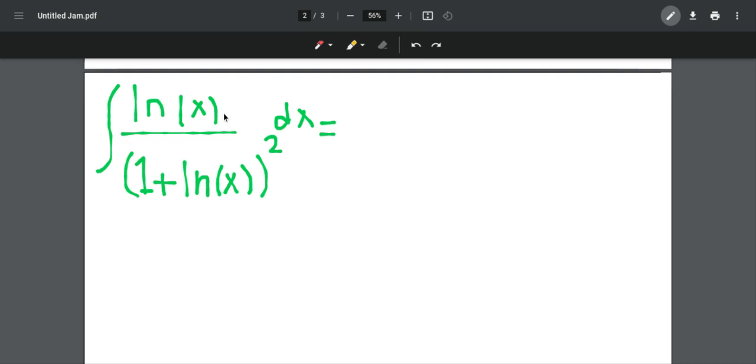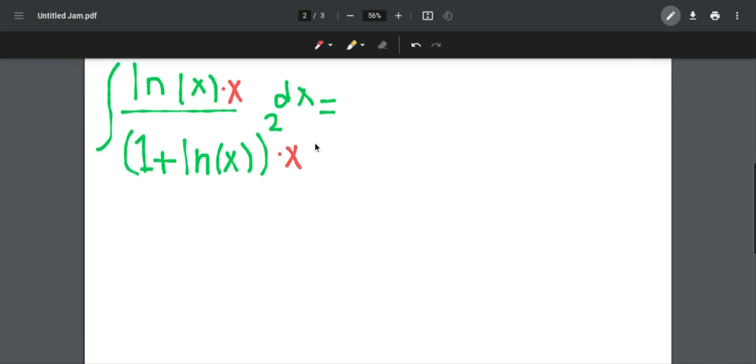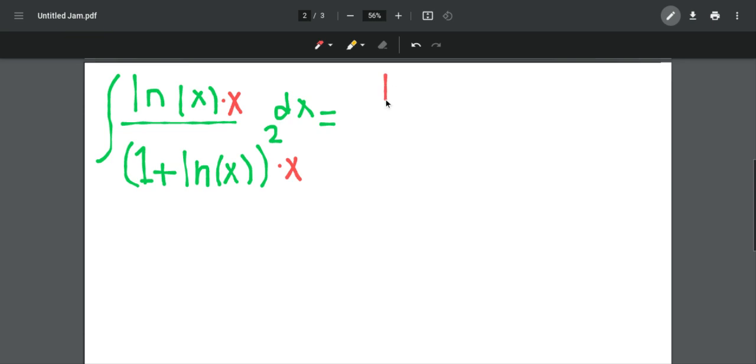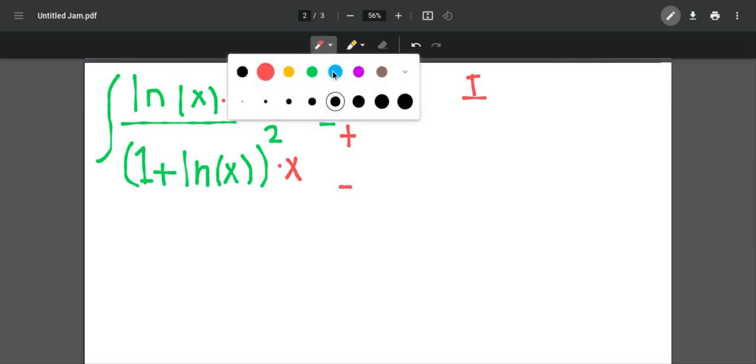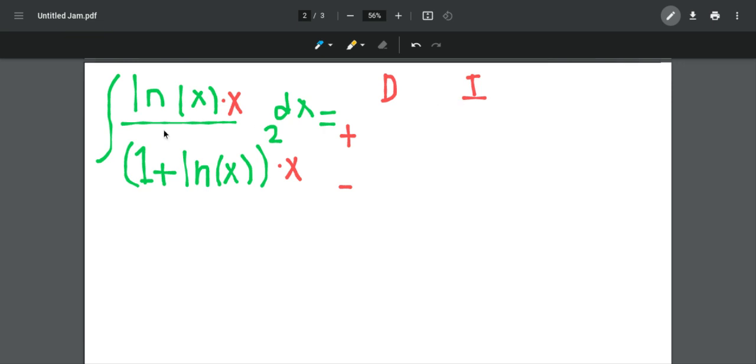First of all, I'm going to multiply both the numerator and denominator by x. I'll let you know why I did this when we solve this integral. Now I'm going to use the DI method. I'm going to write it here. D stands for the derivative and I stands for the integral. And then plus, minus.